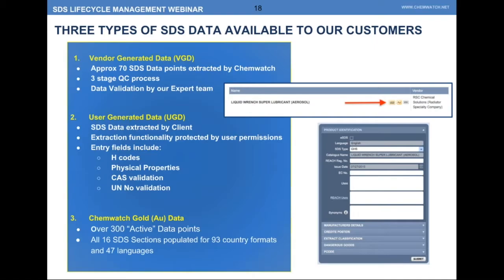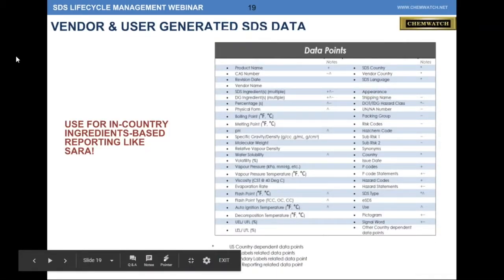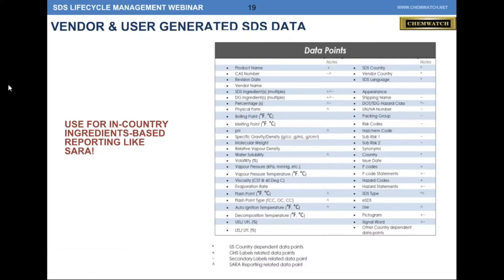And that is, we call it Chemwatch Gold data. This is over 300 active data points. This is data that our chemists and toxicologists have extracted. Then we use that to populate all 16 sections of the SDS. So when you go to Tox section 10, you don't get not available. We populate it. And we do that, all 16 sections, for 93 country formats, and we do that in 47 languages. This is just an example quickly of vendor and user-generated SDS data.